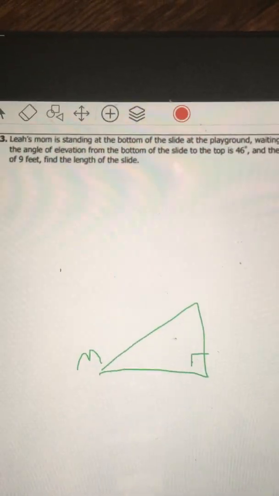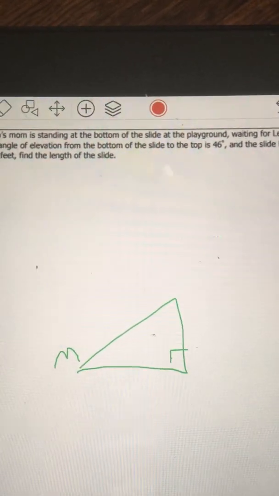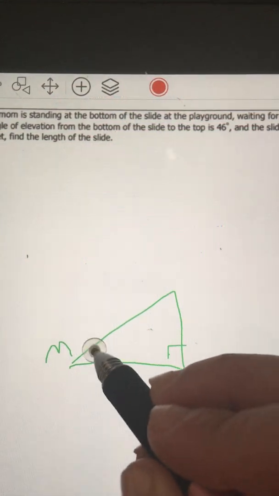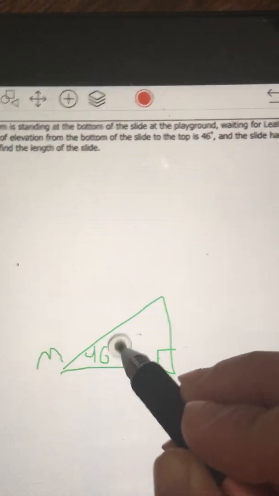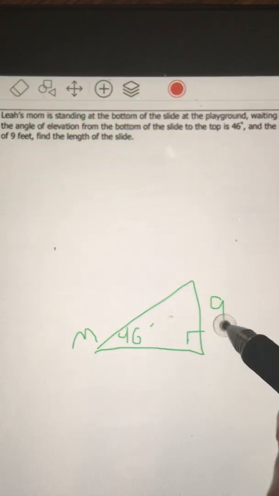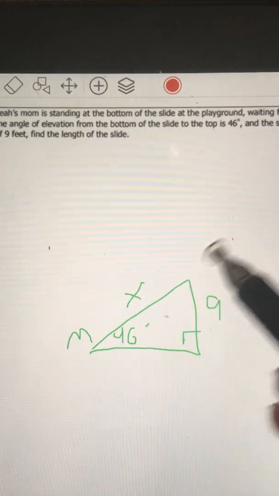The angle of elevation from the bottom of the slide to the top is 46 degrees. So that would be from here to there, bottom to top of the slide. And the slide has a vertical height up and down of 9 feet. We want to find the length of the slide. So now x is here for our slide.